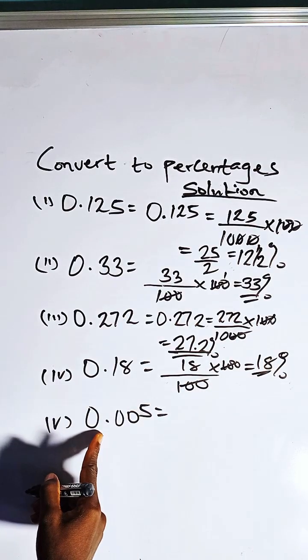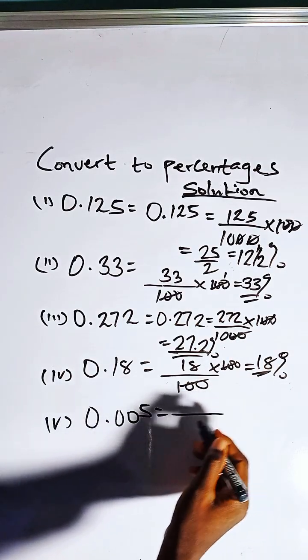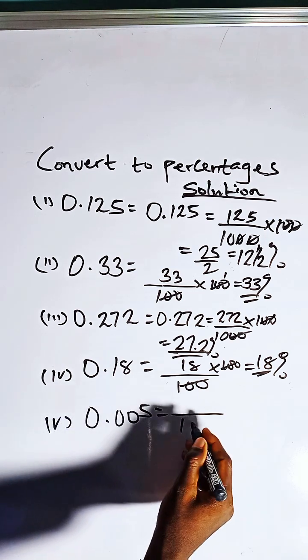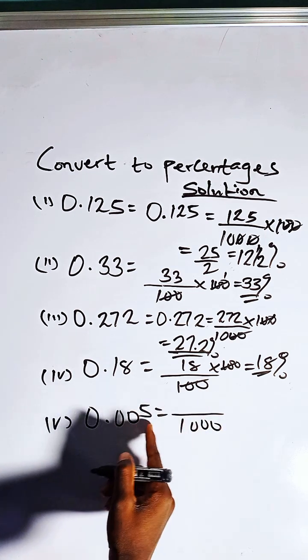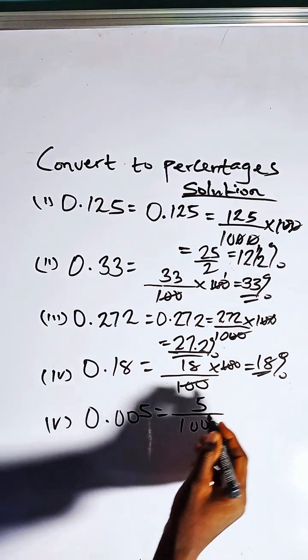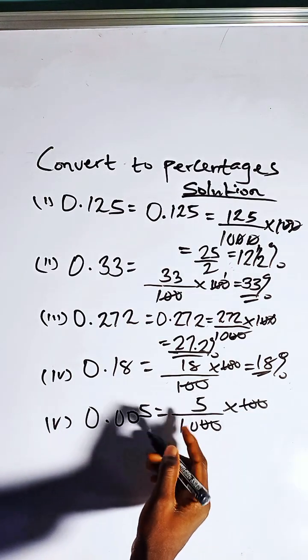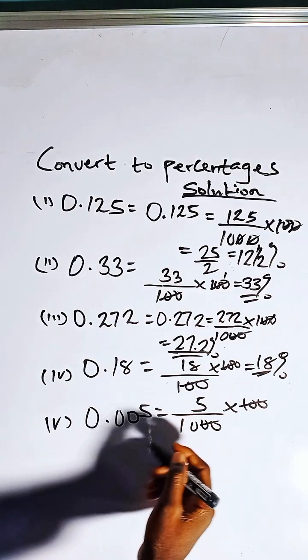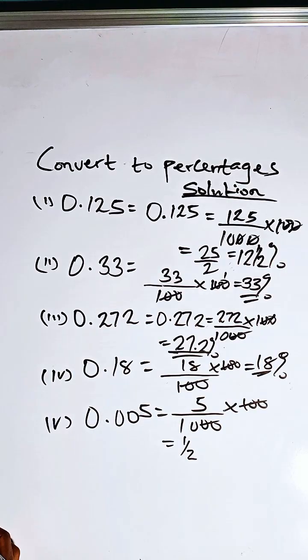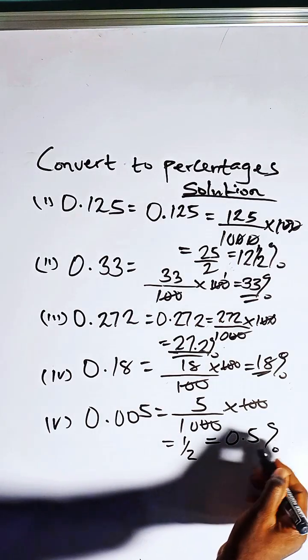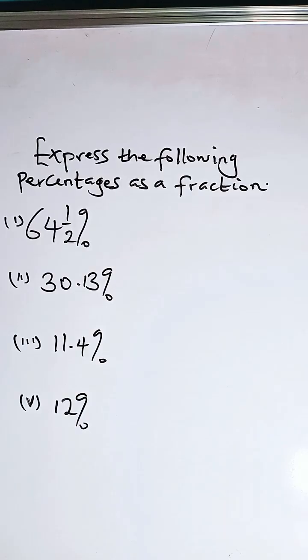And for 0.005, so taking this to a fraction, this turns to 1. We have this as 0. Okay, so this is 5. So we multiply this by 100. Okay, so this is out. So for 5 over 10, when we reduce this, we have this as 1 over 2. And for 1 over 2, we can have this as 0.5%.